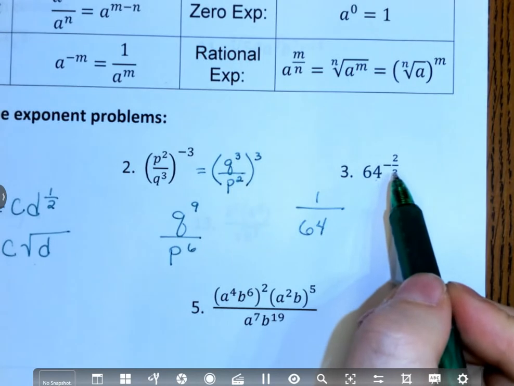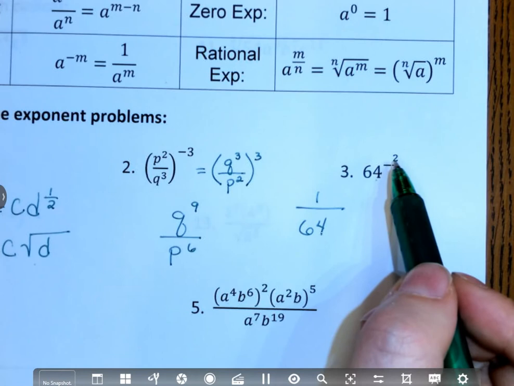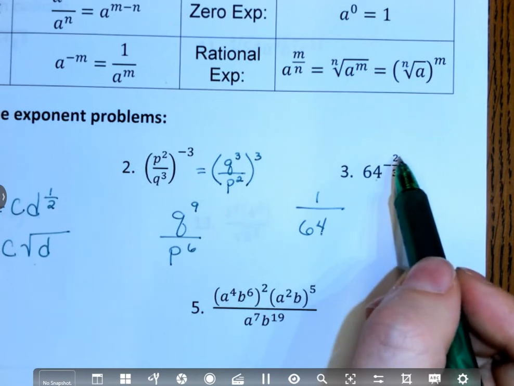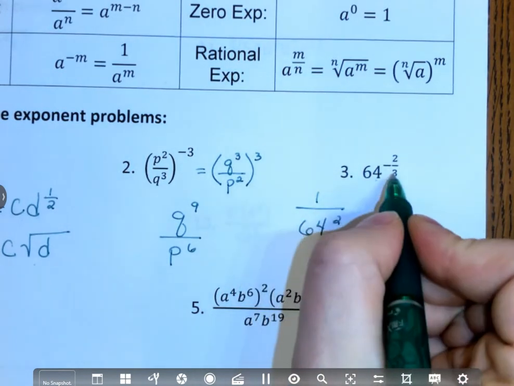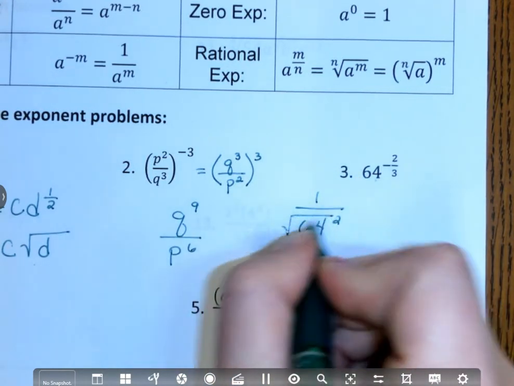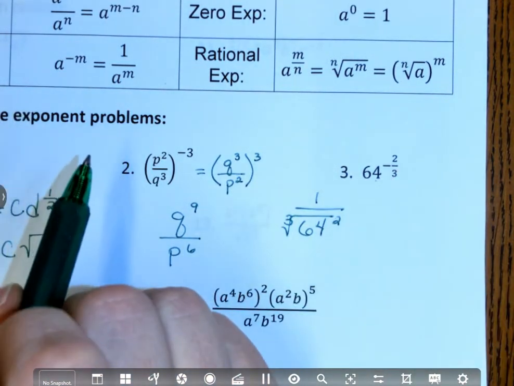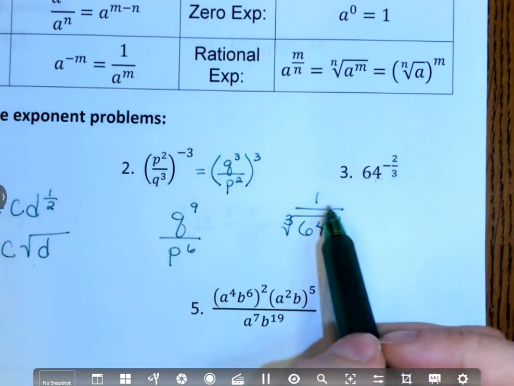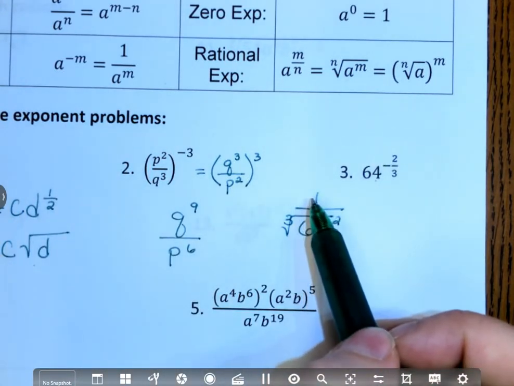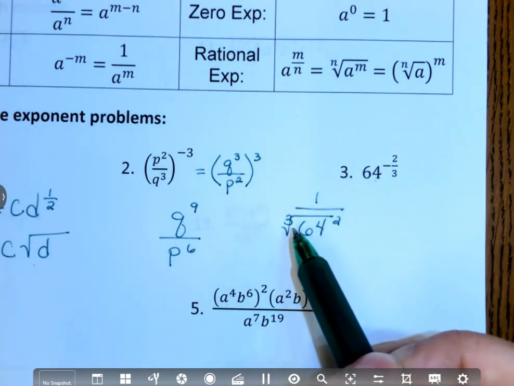Now, 2/3. What do each of those numbers do? What does the 2 do? The 2 squares. The 3 takes the cube root. Anything 1 is going to be 1, and the negative only does the flip. So wherever it would just flip.